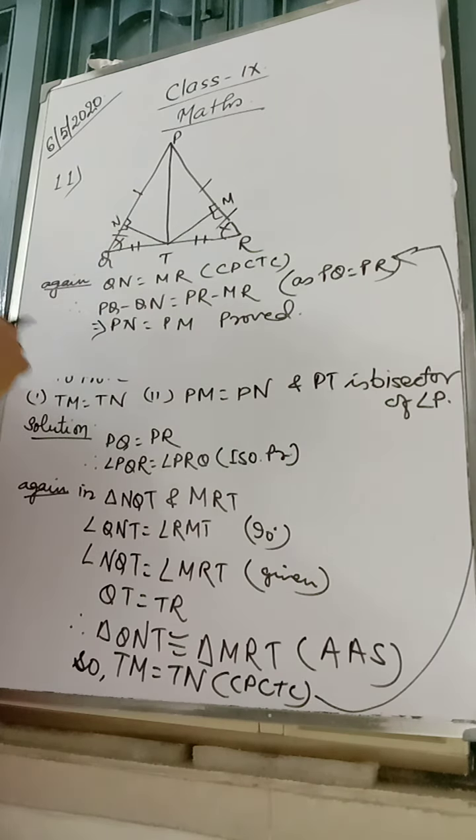Write it please. Next question we have: triangle PQR is an isosceles triangle with PQ equal to QR. QR is extended to S, so that triangle PRS becomes an isosceles triangle with PR equal to RS.